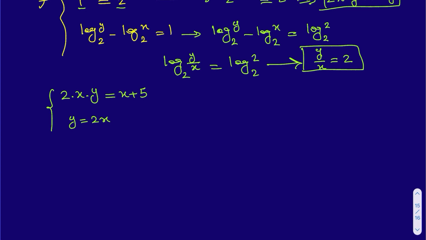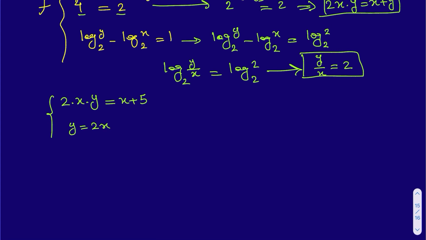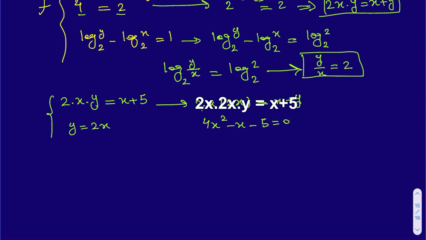Okay, so therefore I can replace y by 2x, and I can get this equation: 2x times 2x will be equal to x plus 2x. Okay, and then we just simplify, it will be 4x squared minus x minus 5 must be equal to 0. So this is another quadratic equation. If we solve it, we will get two values for x.